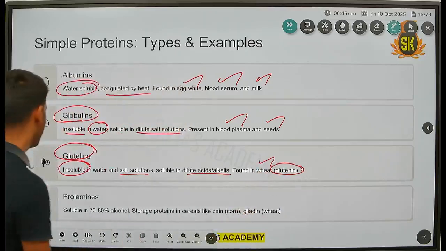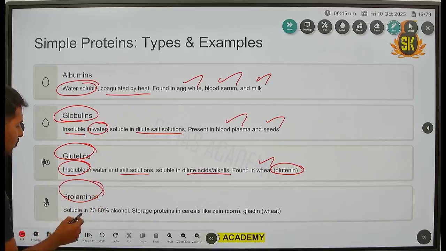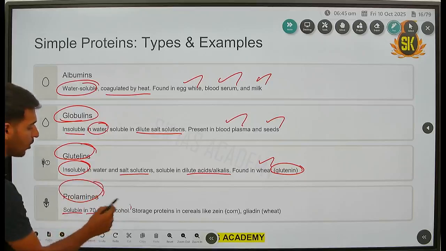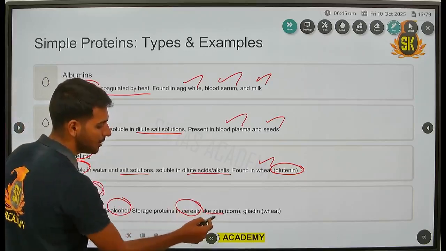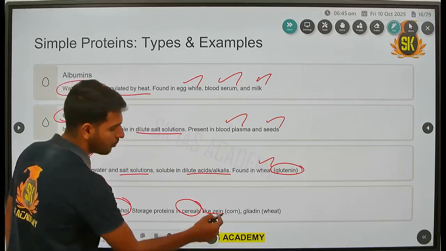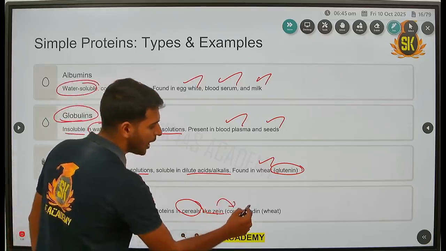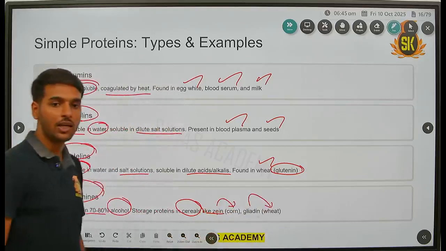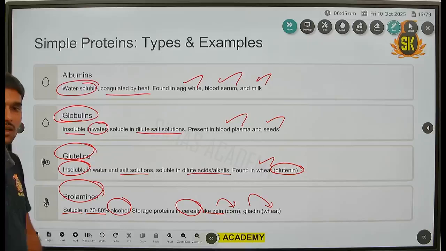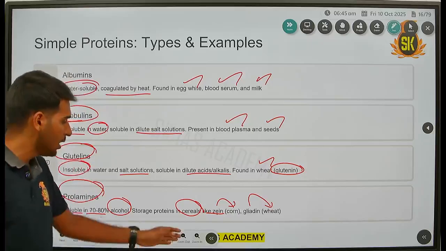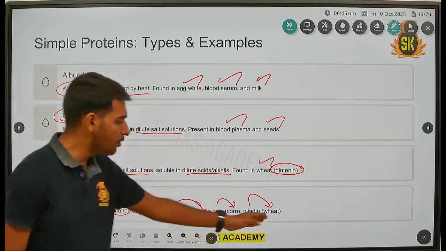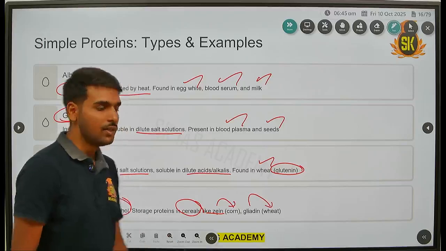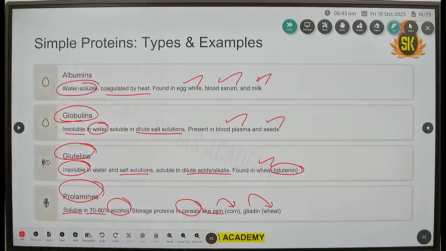Prolamines are soluble in 70 to 80% alcohol. They are storage proteins in cereals; an important example is zein in corn, and gliadin in wheat. So prolamines are nothing but storage proteins seen in different crops. This is your simple protein and its examples.